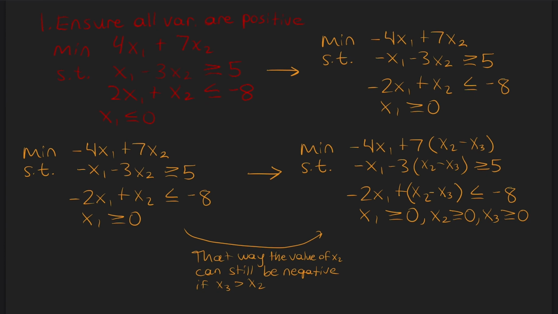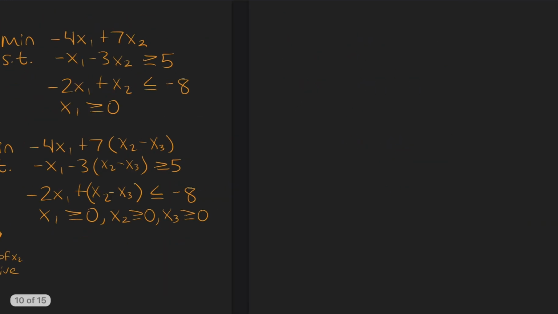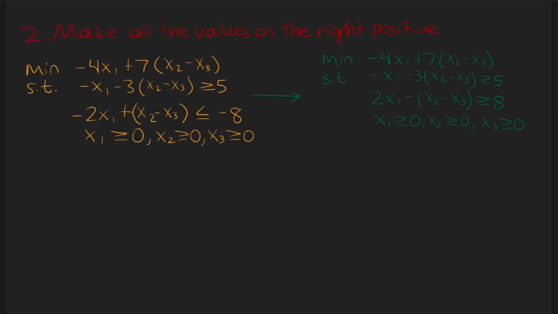Okay, that way this value stays the same as this value, and then we simply substitute it in for all of the other x2s, and then we can add the non-negativity constraints for all three variables. x1 is greater than or equal to 0, x2 is greater than or equal to 0, and x3 is greater than or equal to 0. So when we perform this task, the value of x2 can still be negative, especially if x3 is greater than x2. All right. So our second step is to make all the values on the right positive.